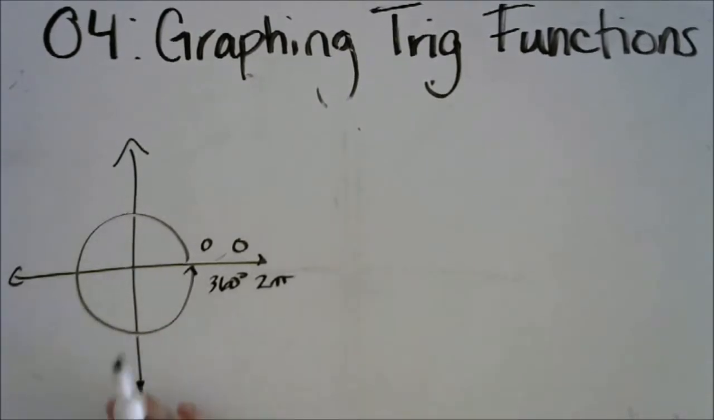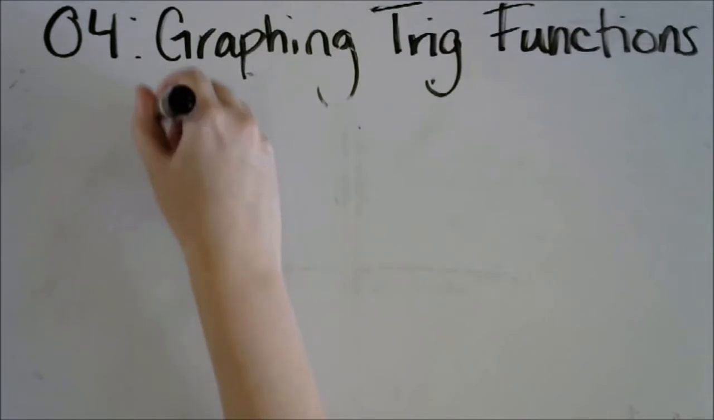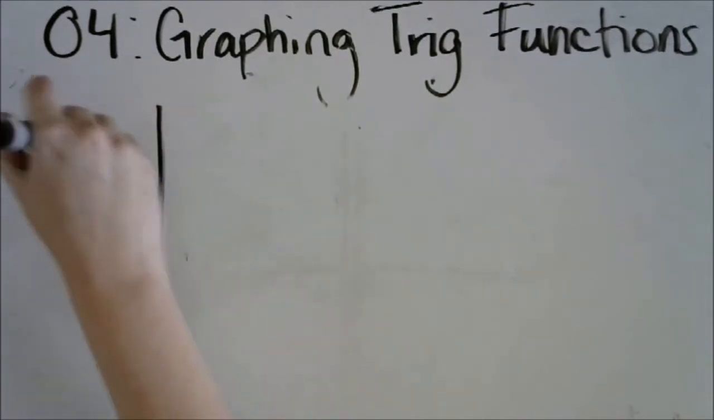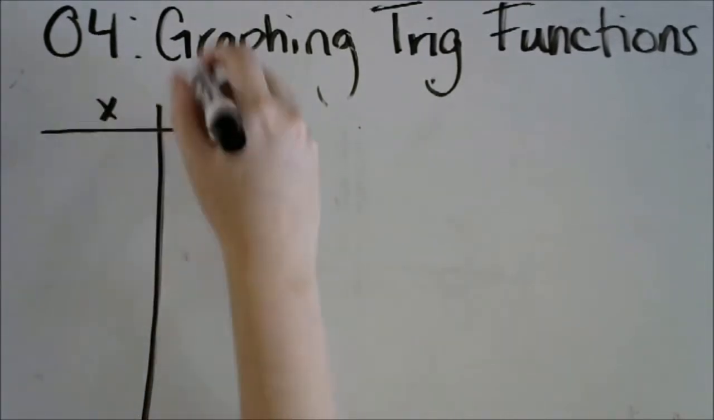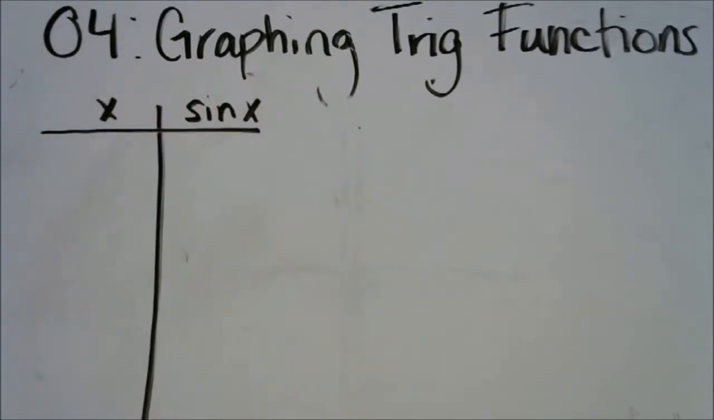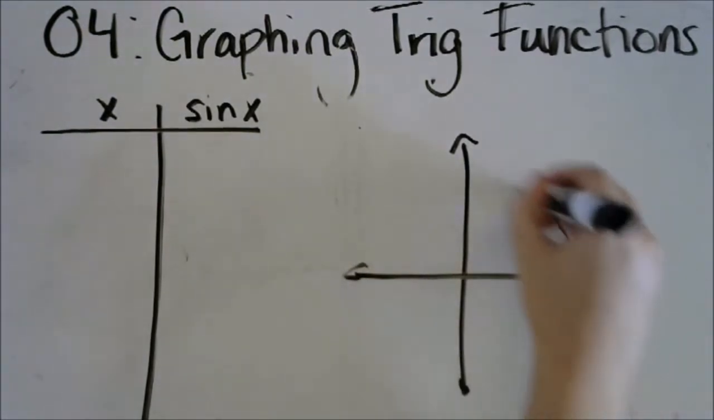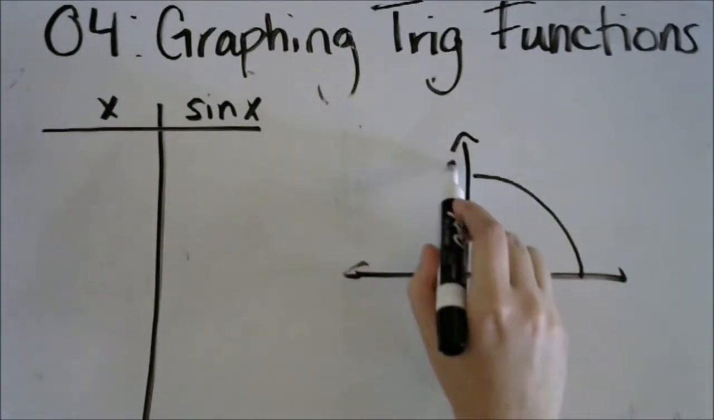So what does graphing it look like? In order to graph a function, you need a set of input and output values. Let's make a table of the first quadrant for sine. Thinking of the unit circle, in the first quadrant, what are the angles that we have?